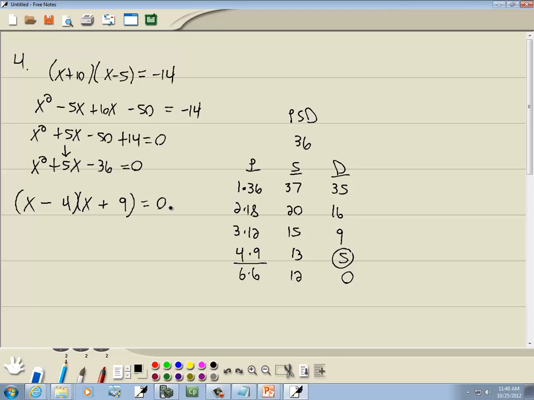Zero factor property. Get 0 on one side, you factor the other side, you set each factor equal to 0. So I'm going to set x minus 4 equal to 0 and x plus 9 equal to 0. And solve these. Take negative 4 over, it becomes a positive 4. Take the 9 over, and it becomes a negative 9. And those are our 2 answers.